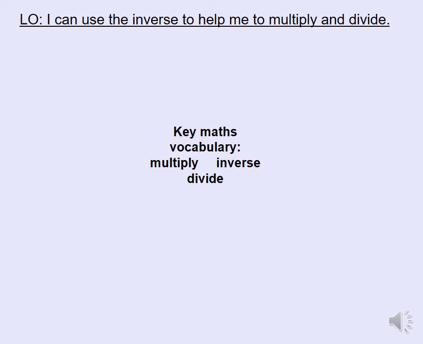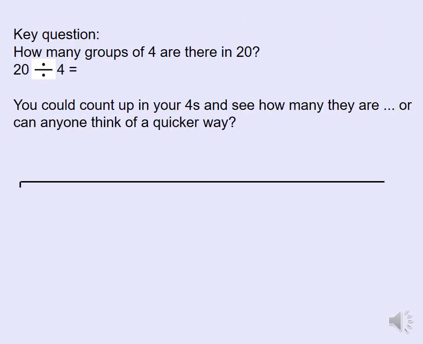Now inverse means opposite, and the opposite of dividing is multiplying. So you need to use your times table knowledge to help you check your answers when dividing. Okay, so here's the first question. How many groups of 4 are there in 20?